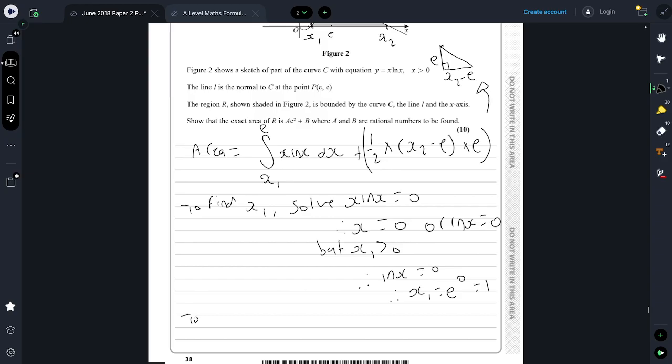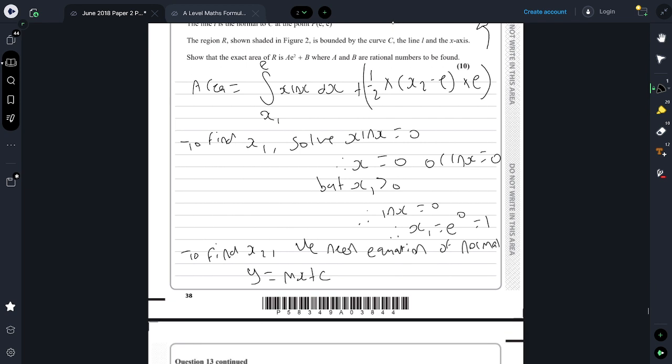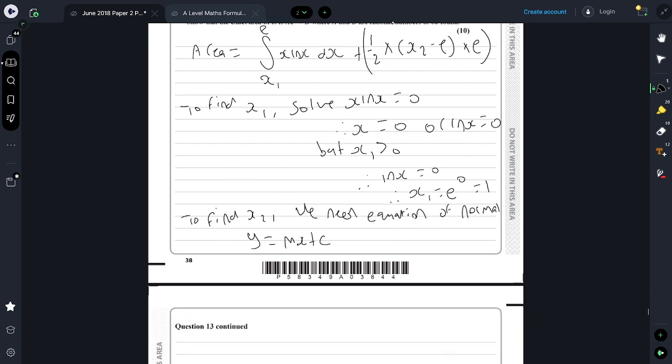Now to find x2, we need the equation of the normal, because once we have the equation of the normal, we can substitute y equals 0 to find x2, the root, where it crosses the x-axis. So y would have to be mx plus c. That is the same with every single line. That's the general equation.